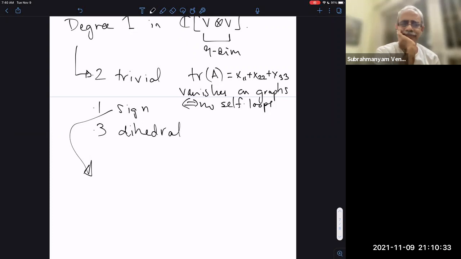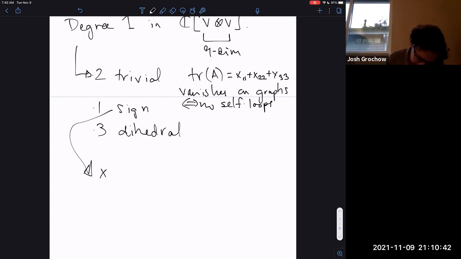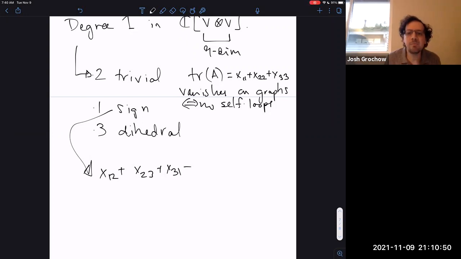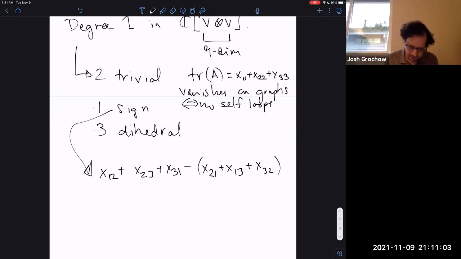Yeah, so let's see this sign rep. And I have it written down here. Yeah, all right, so the sign rep, it turns out, is this: x12 plus x23 plus x31 minus x21 plus x13 plus x32. Okay, so if this vanishes, what does this say?